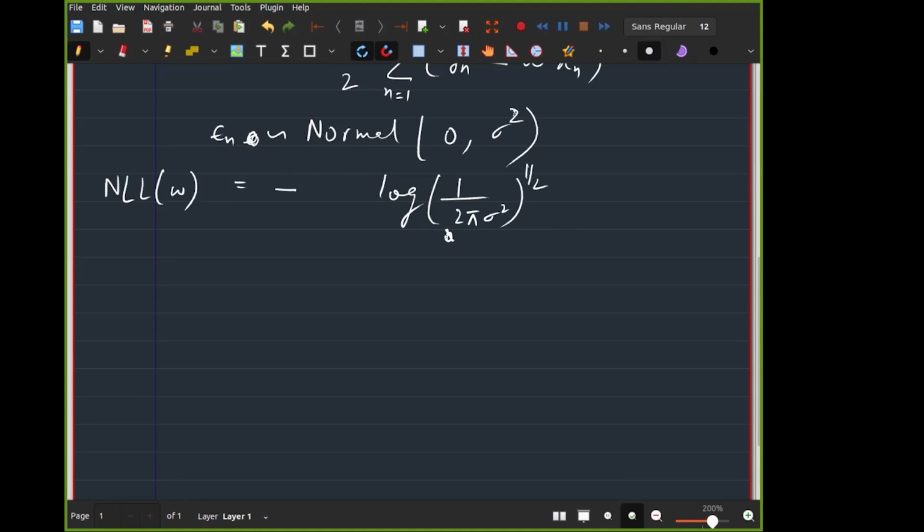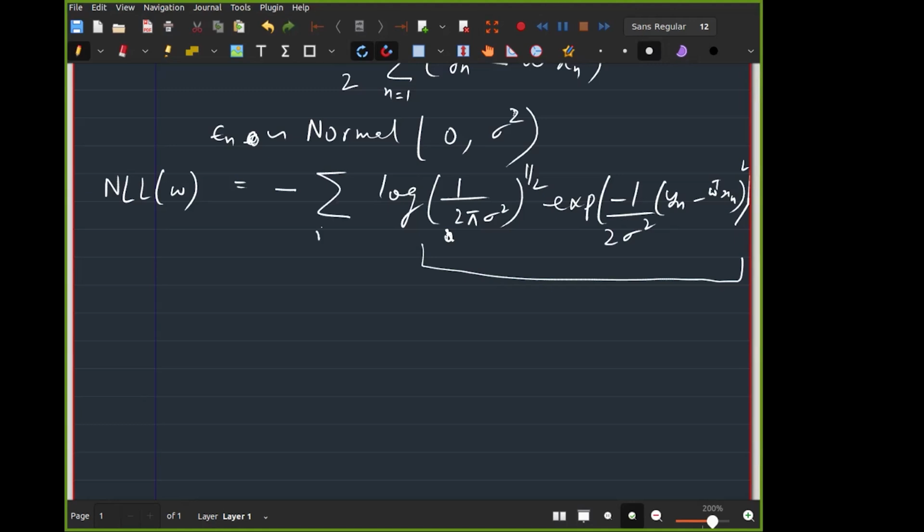And by the way, this is not for higher dimension, because in higher dimension it would be something like to the power d. Anyways, let's proceed, times exponential of minus 1 by 2 sigma squared times (yn minus w transpose xn) whole squared. This is for my nth data point. Of course, my likelihood is the product of all these things. If I take that product outside of the log, I get a summation n equal to 1 to capital N. And this is my negative log likelihood.